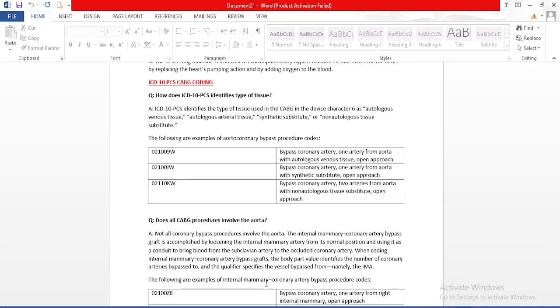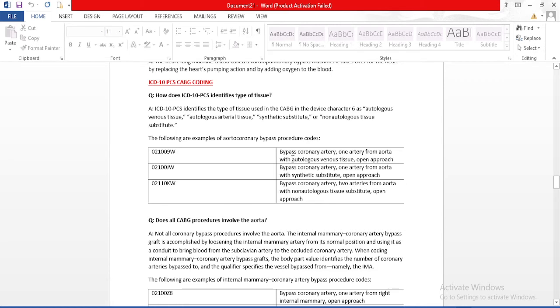Auto means same, like the patient's own. Autologous arterial tissue means arterial graft. Synthetic substitute means other than artery or venous. The physician may use a synthetic substitute or non-autologous tissue substitute for CABG coding. So to denote all these tissue types, we will use device character 6. We will have a look at one example. If you see here, in all these three codes, the sixth character is changed. Here 9, here J, here K.